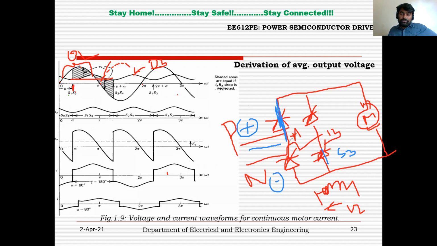Now P is positive, which is at higher potential, through S1 anode and cathode, motor A and A, then S3 anode and cathode, and back to the supply. So this is the direction of current flowing from source to load and back to the source, right? That means at the moment you apply the triggering pulse to S1 and S3 at the same time, from that point onward the output voltage has to follow the input voltage. No doubt it is following, right? And the voltage across the load is also following like this.